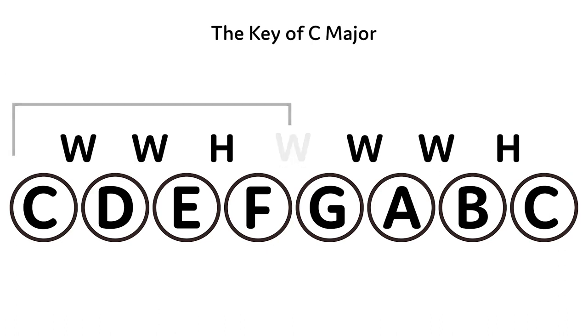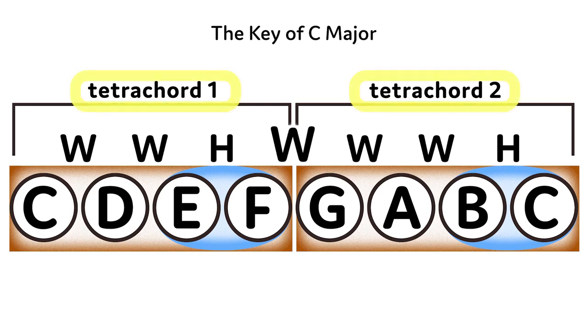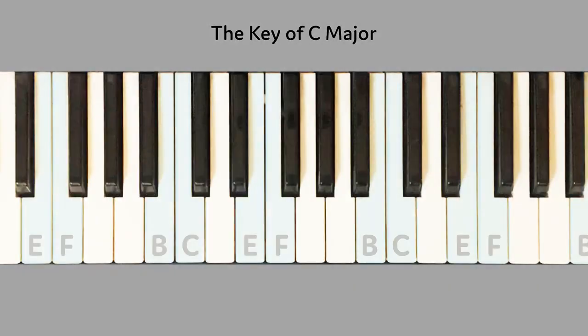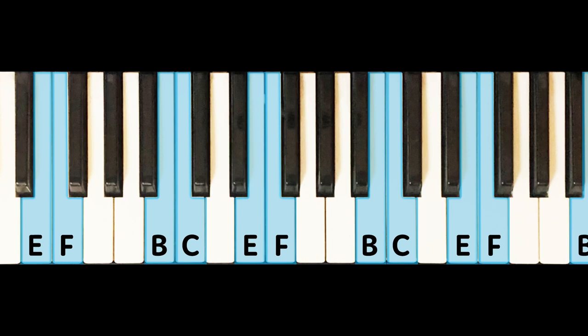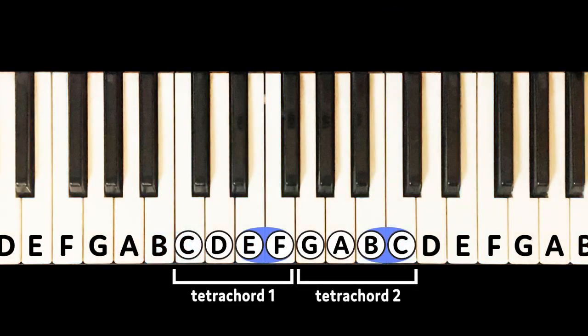Two whole steps followed by a half step for the first 4 notes, and the same pattern again for the next group of 4. These 4-note groupings are known as tetrachords. Notice the whole step in the middle between the 2 tetrachords. You can easily locate the half steps on the piano. If you know where the tetrachords are, everything falls into place.